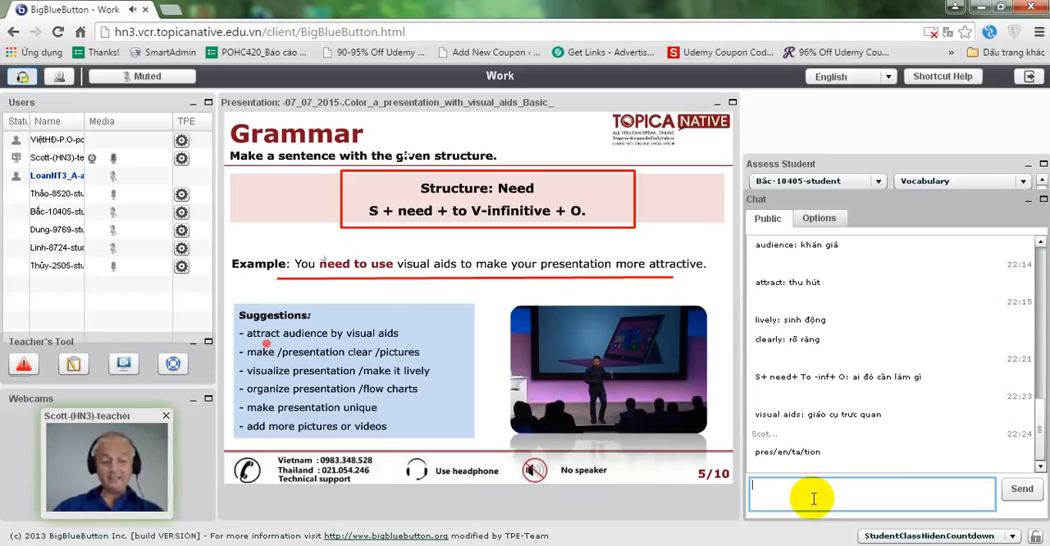Now, it seems to me like you know a lot about presentations. Do you ever give a presentation? Yeah, do you have to give a presentation at work? So many times a presentation is when we have to stand up and give a speech. Okay, we're at a meeting and we have to talk to people. That's what a presentation is.